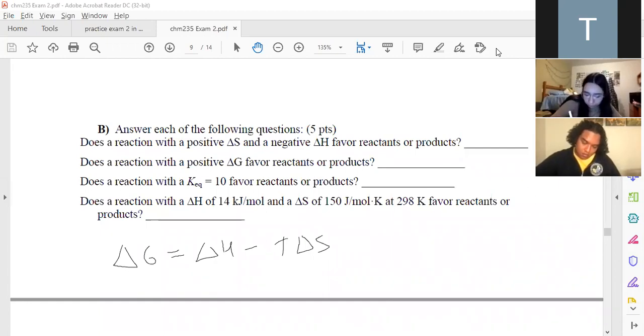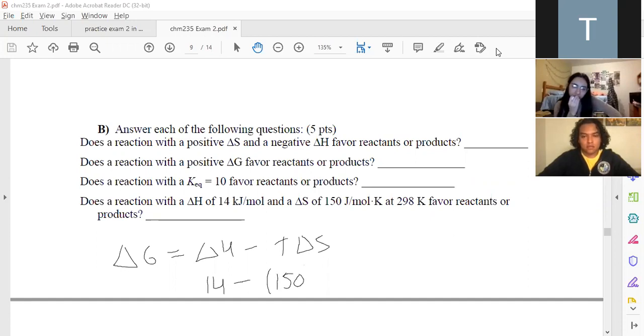So when delta G is negative, it will always favor the products. If delta H is negative and delta S is positive, that means it'll always favor the products, but when they're both positive, that's when you've got to check what the temperature is. So if I plug this in, it would be 14 minus 150 times 298. Wouldn't it be like 0.15 because you have to divide it by 1,000? No, oh yeah, sorry, we can just change this to 14,000. I didn't see that was kilojoules.